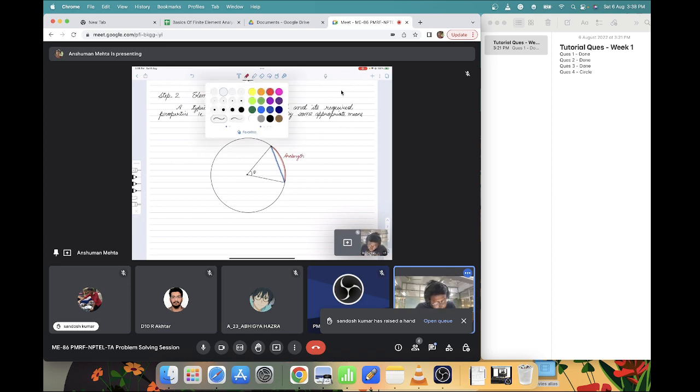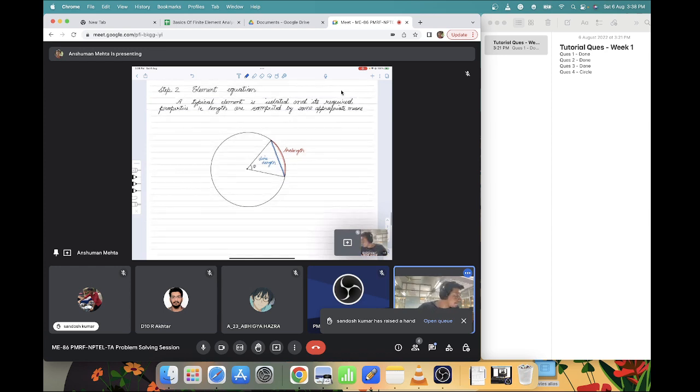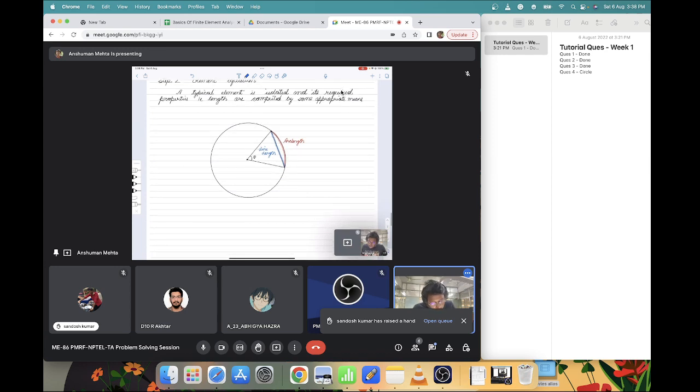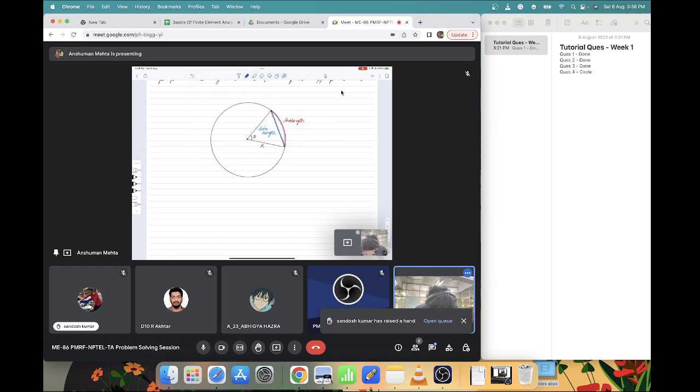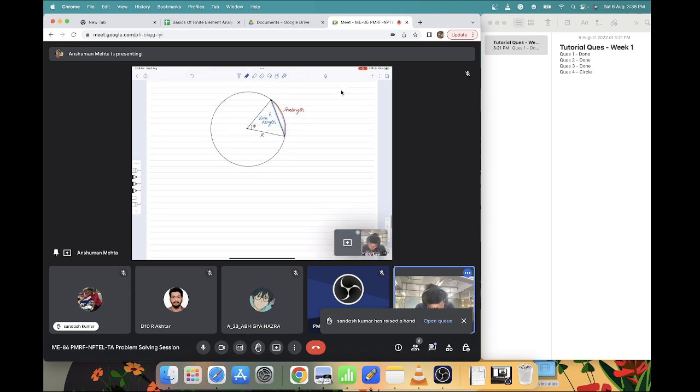Our aim is to find this line length such that it is near to the arc length. That is done by more and more discretization. What do we know? We know this radius r. Alright, so in this triangle, we can easily find out the elemental equation. Let's call this line length h.